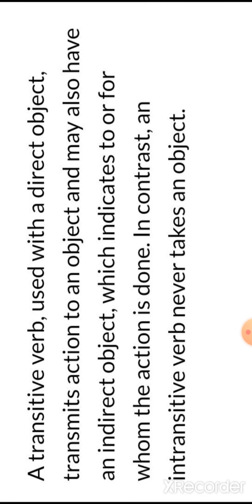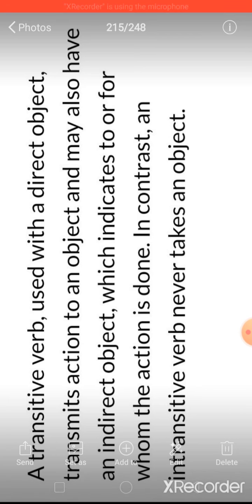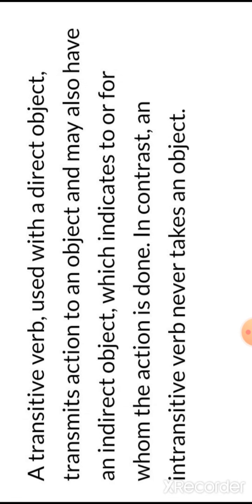Now let's move forward. Transitive verbs होते हैं, they take two types of object. दो तरह के objects present होते हैं. The one is direct object and the other is indirect object. So a transitive verb used with a direct object transmits action to an object and may also have an indirect object which indicates to or for whom the action is done. In contrast, an intransitive verb never takes an object, that we already know.